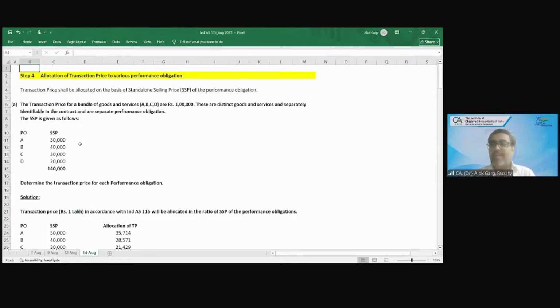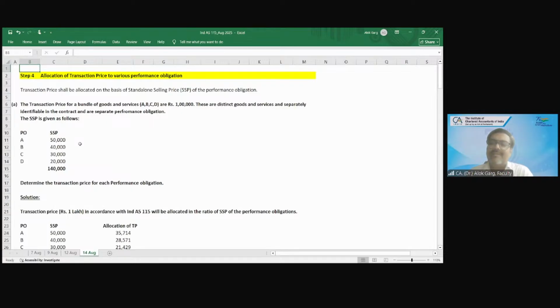This customer has paid 1 lakh rupees, right? And what is the total value of the goods and services this customer has received? 1,40,000. The total value of the goods and services this entity has sold is 1,40,000. But how much has this entity received? 1 lakh. So this entity has received 40,000 rupees less by selling this package.